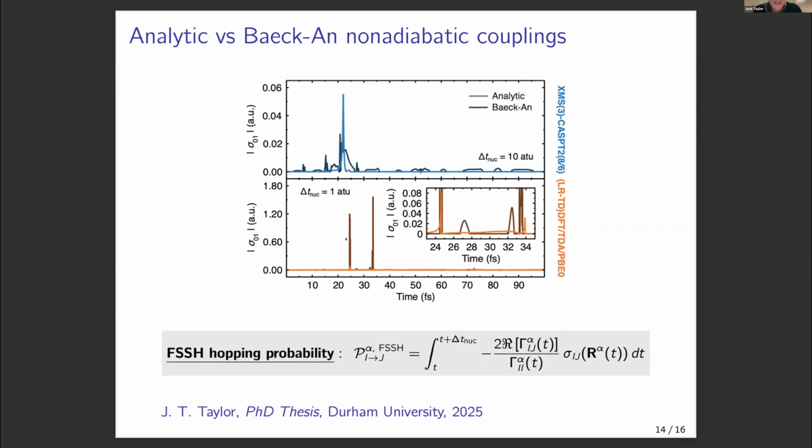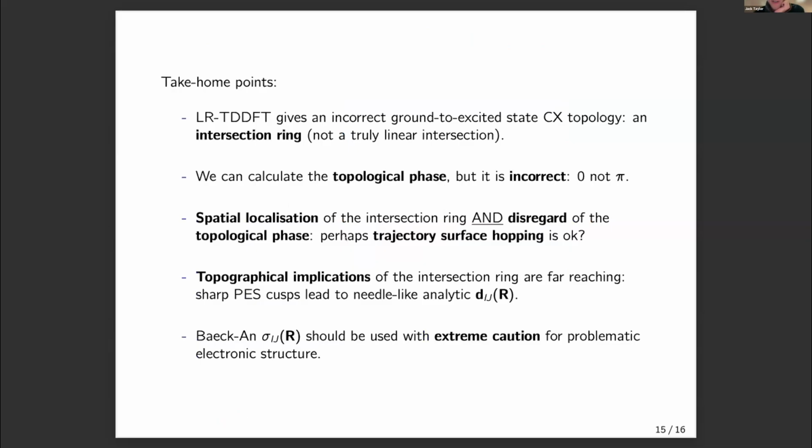Now, it's been shown in the literature before that Baeckan couplings can generally overestimate analytic couplings, but I think I'm safe to say this is the first time that people have shown this for when you have a problematic electronic structure method, such as TDDFT. Okay, so I think that's everything I really wanted to discuss with you today, but a short recap.